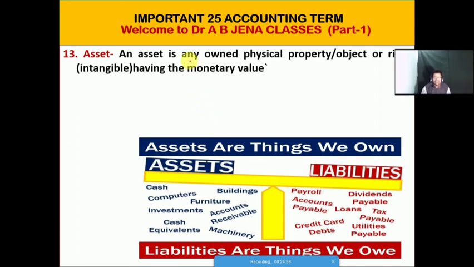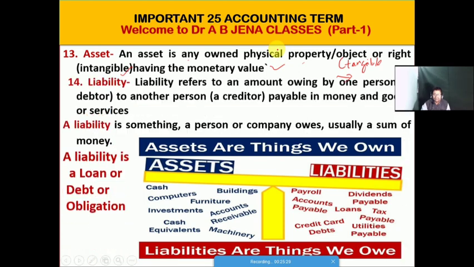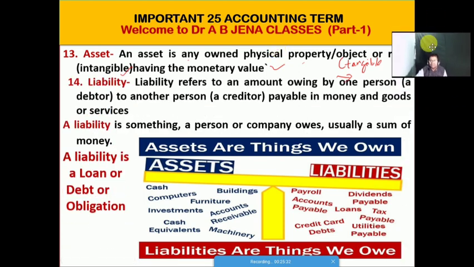Friends, assets means property. An asset is any owned physical property, object, or right. Physical property or objects are known as tangible. In a separate video we will discuss the meaning of assets and the different types of assets. Rights are intangible, having monetary value. We will see more ahead.